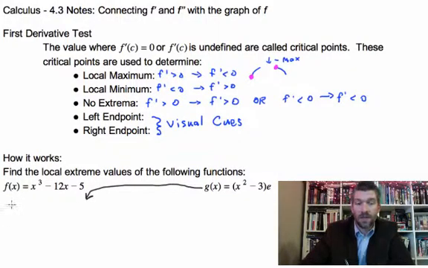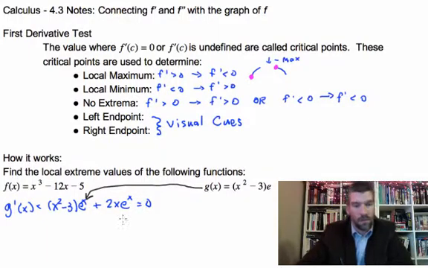And so the first thing I need to do is find the derivative. And in order to find the derivative of this guy, we've got to remember that we've got the product rule going on here. So g prime of x is the first, x squared minus 3, times the derivative of the second, which is e to the x, plus the derivative of the first, which is going to be 2x, times the second, which is e to the x. I'm going to set that equal to 0.